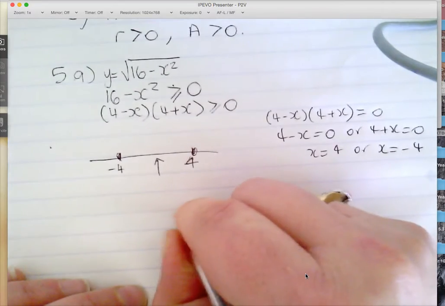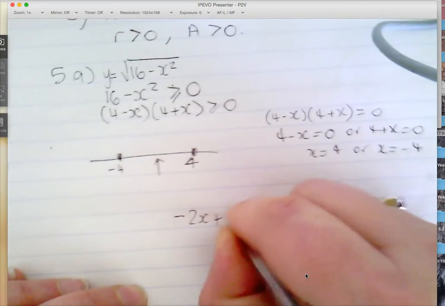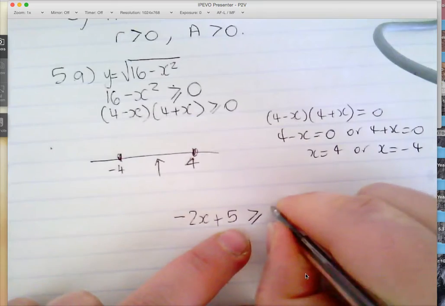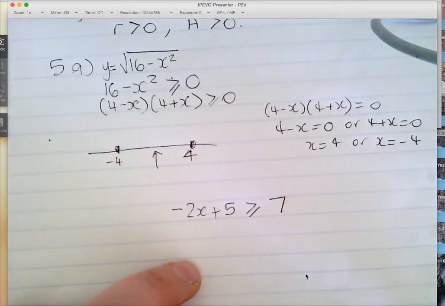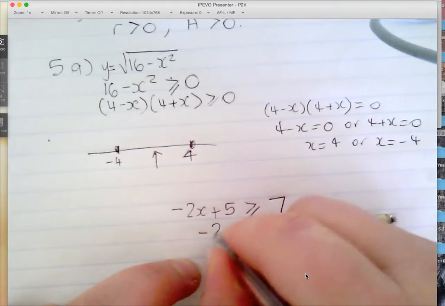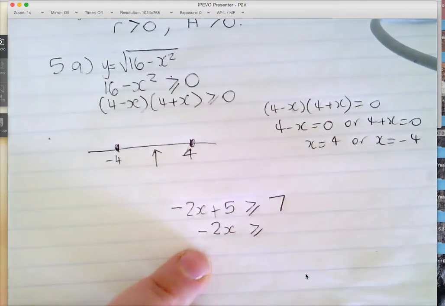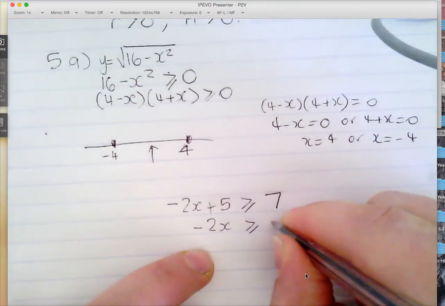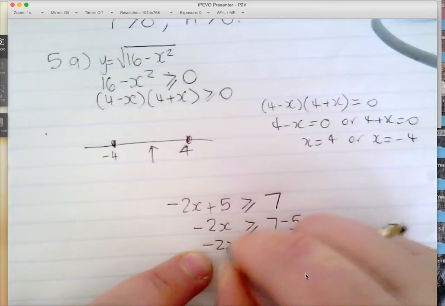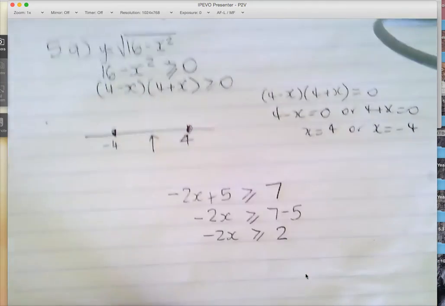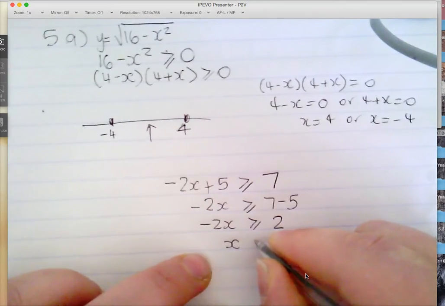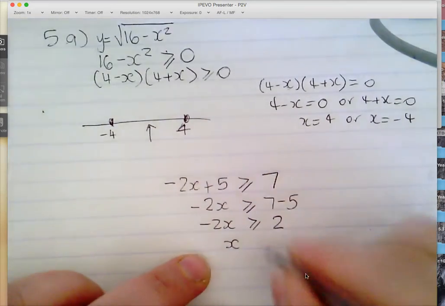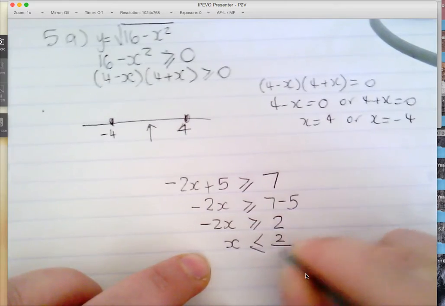Whenever you solve inequalities, just look down here. If I give you this equation, negative 2x plus 5 is greater than or equal to 7, how do you do this, girls? I want to do it this way because I want to show you the negative one. What do I move first? 5. And I make 7 minus 5. Now what do I do to get x on its own? I divide by negative 2.